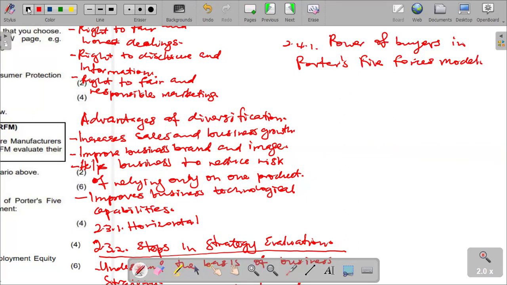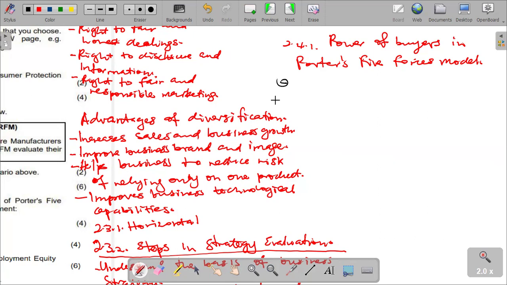The power of buyers in Porter's five forces model. So how does that apply? In terms of Porter's five forces model, I'm sure that is one of the key environmental analysis approaches that we also need to understand, besides the SWOT analysis.